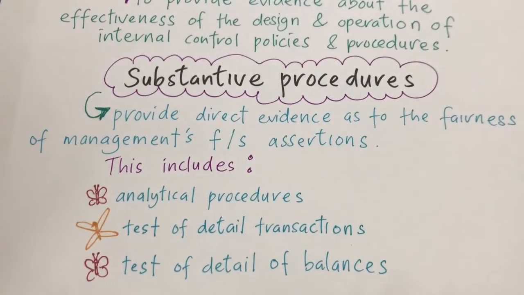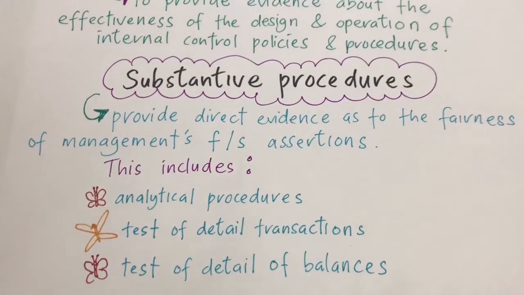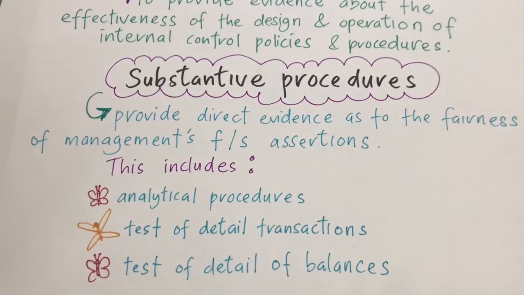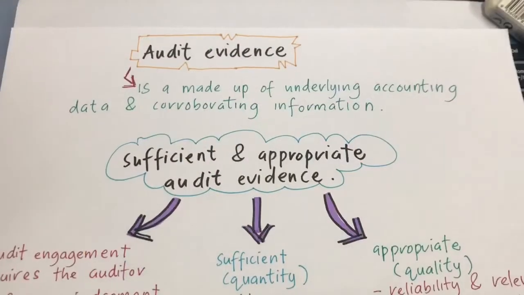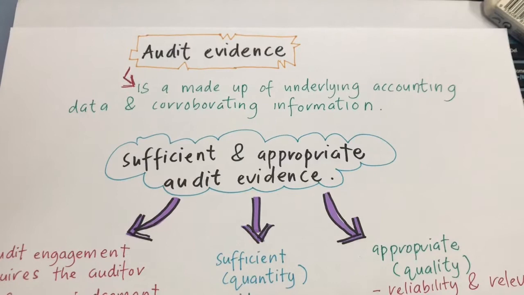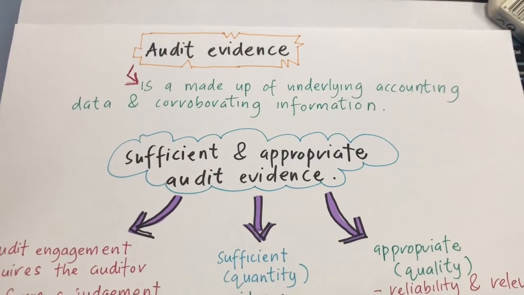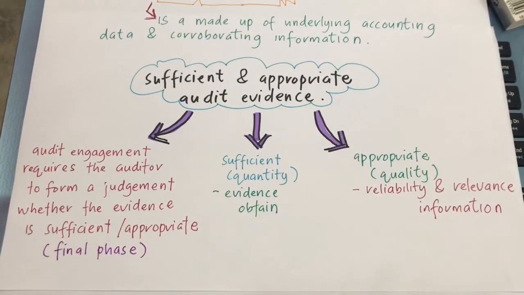Test of detailed transactions. It is to test for error or fraud in individual transactions. Test of details of balances. The focus is on the items that are contained in the financial statement account balances and disclosures. Audit evidence is made up of underlying accounting data and corroborating information. Sufficient and appropriate audit evidence.